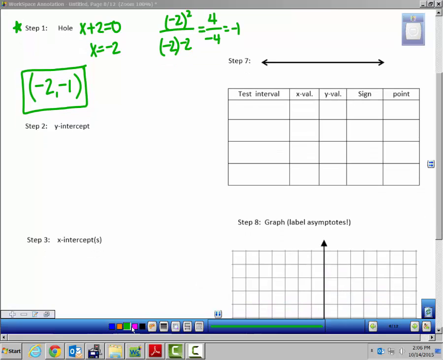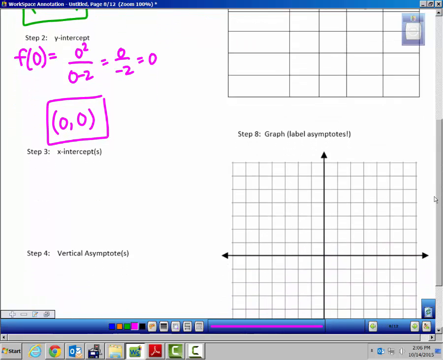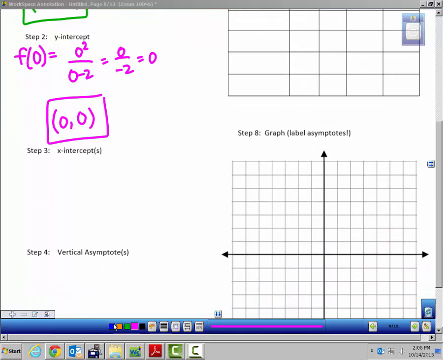Alright, the y-intercept, again, is found plugging 0 into your new equation. So 0 squared over 0 minus 2, 0 divided by anything is 0. This is a y-intercept. When x was 0, y was 0. Give it to me as an ordered pair. Remember, if you get the origin as a y-intercept, you better get it as the x-intercept as well, or you've made a mistake on one of those.